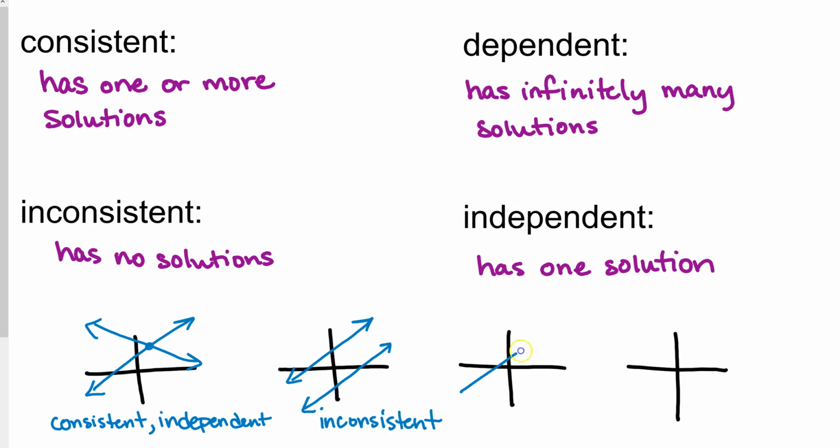Suppose we have one line like this, and we have another equation which happens to graph to the exact same thing. So even though maybe the equations looked different, they're actually the same line. That would be a dependent system, and it would be consistent because it does have one or more solutions, but it would be dependent since it has infinitely many solutions. Okay, I think that takes care of our cases, so we don't really need 4.